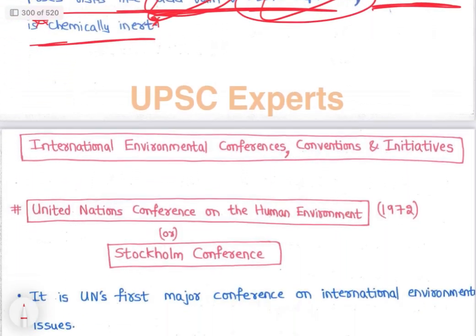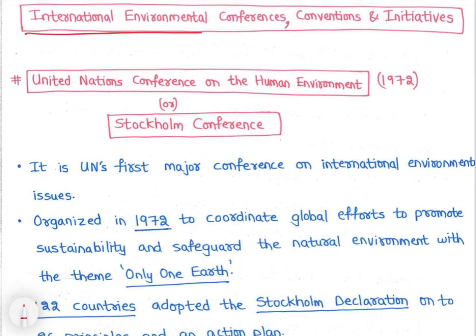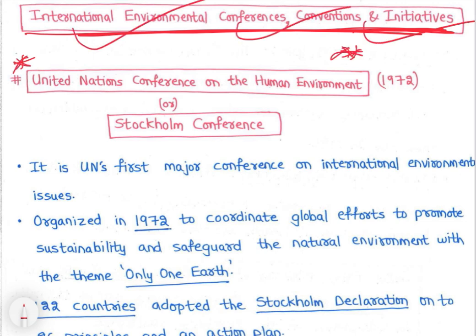So now with this we are done. In the next class we will be dealing with international environmental conferences, conventions and initiatives. We will discuss all the various environmental initiatives being taken, that is UNFCCC, UNCBD, and all the things. The next 2-3 classes are again going to be very important, as every year 2 to 3 questions are asked from international environmental conferences, conventions and initiatives.